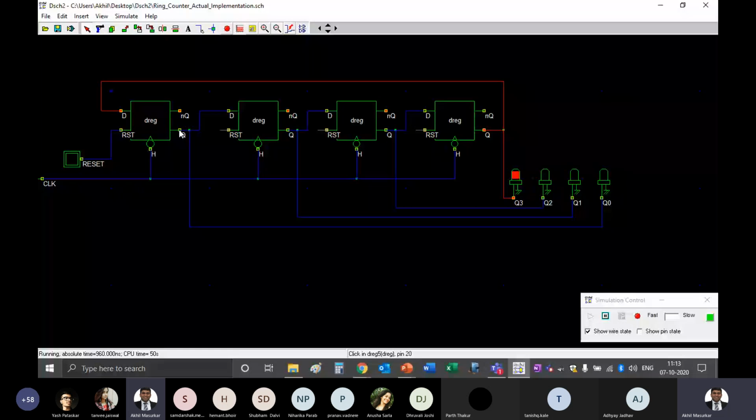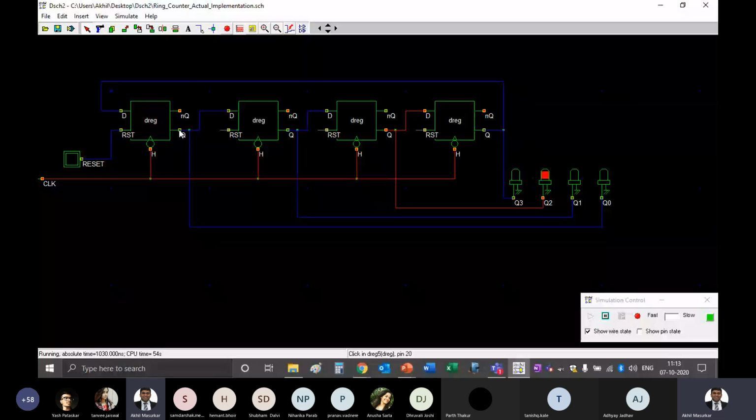So this is called a ring counter. The complement of this is called a twisted ring counter.